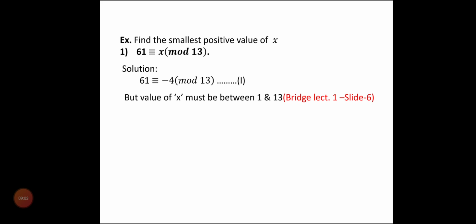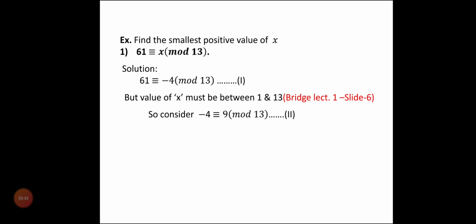Here you have to recall slide number 6 of bridge lecture 1. There we have seen why the smallest positive value lies between 1 and 13. So though minus 4 is a correct value, it is not our required answer. Our required answer should be the least positive value. So now we will find the value which lies between 1 and 13 and which is congruent to minus 4 modulo 13. So minus 4 is congruent to 9 modulo 13.